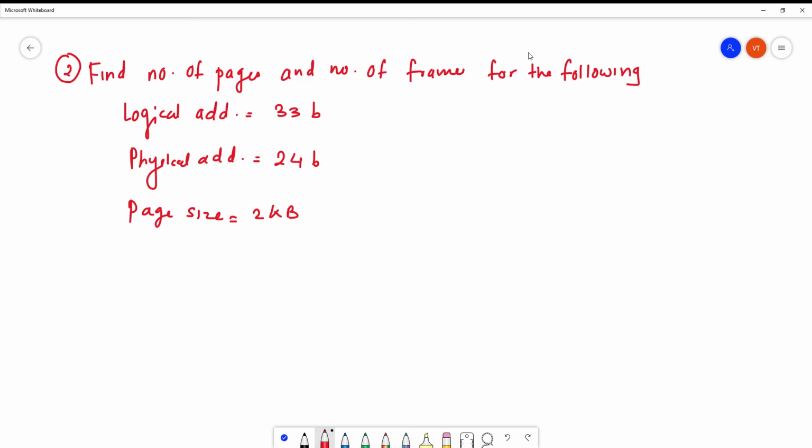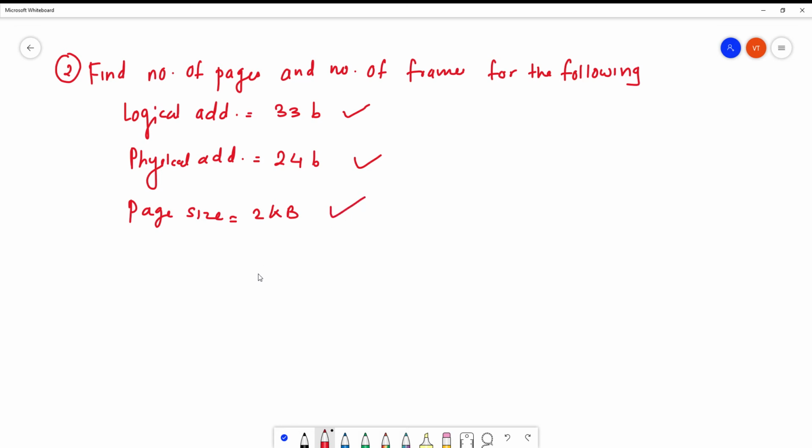We will solve one more problem. Here again, find the number of pages and number of frames for the following. Logical address is given as 32 bits, physical address 24 bits, and page size 2 KB. So in the previous problem, we have seen that to get the main memory size, we are going to use this. To get the secondary memory size, we are going to use the physical address, and to get D, we are going to use this page size.